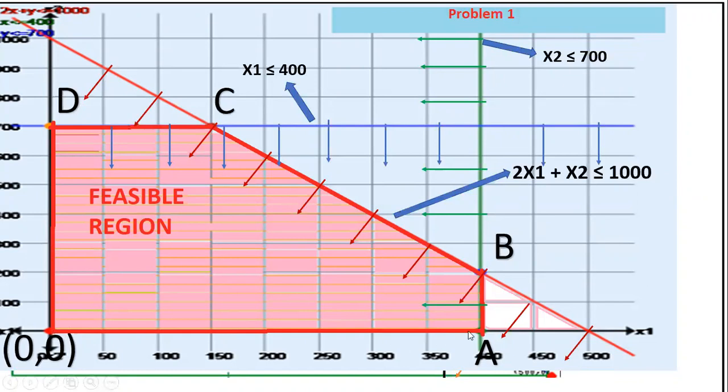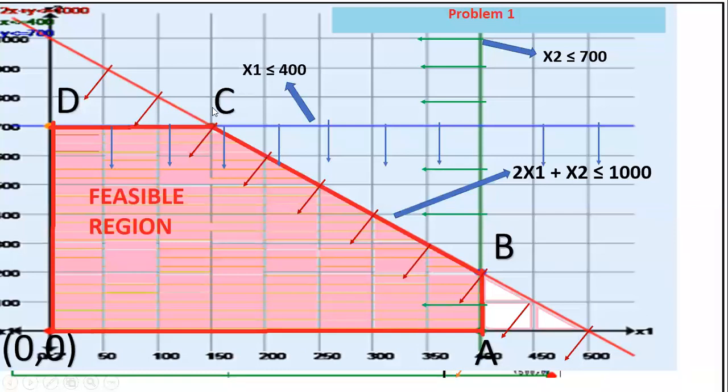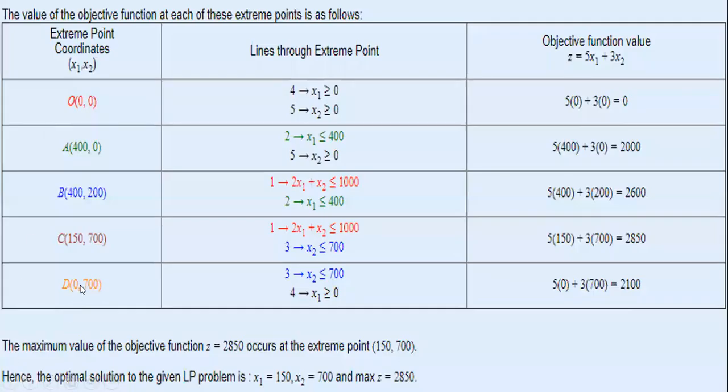Now find out the coordinates at the points A, B, C and D. If you look at point A, the coordinates are 400, 0. For B, it is 400, 200. For C, it is 150, 700. That is the coordinate. For D, it is 0, 700. So you know what is x1, x2 here.